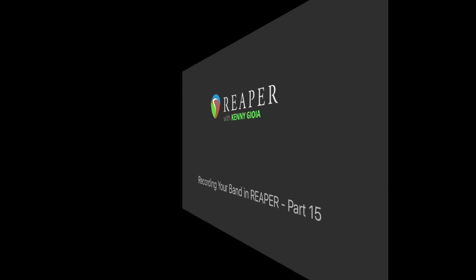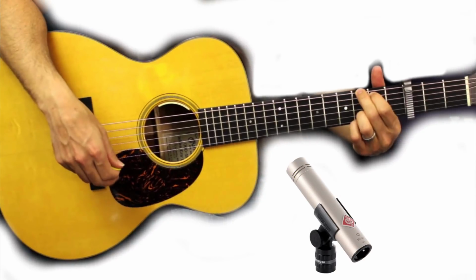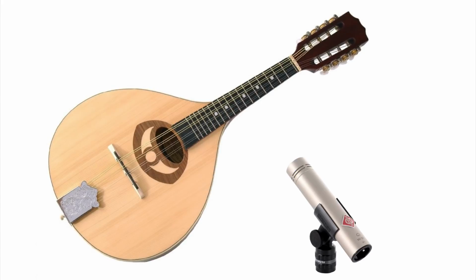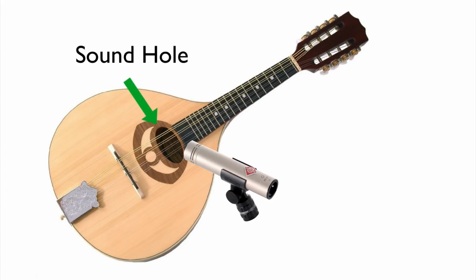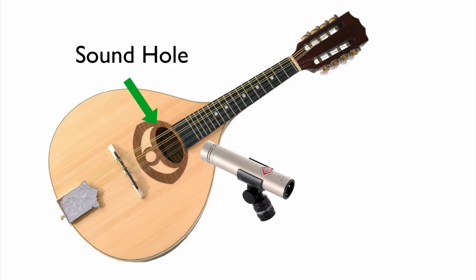Next, we're going to record a mandolin part. I'm going to use the same mic as the acoustic guitar, and in fact, we're going to mic it up in a very similar way. Not too close to the sound hole, and not too far up the neck. Somewhere in between, about 4 to 6 inches away.